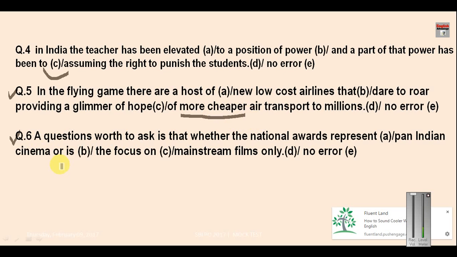A question worth to ask is that whether the nationwide awards represent pan-Indian cinema, or is the focus on mainstream films only. Now after this word worth, we always use ing form of the verb. Okay, we always say worth asking, worth reading, worth going, worth visiting. That is how we say. Okay, so here the error lies in part A, and your answer will be A.